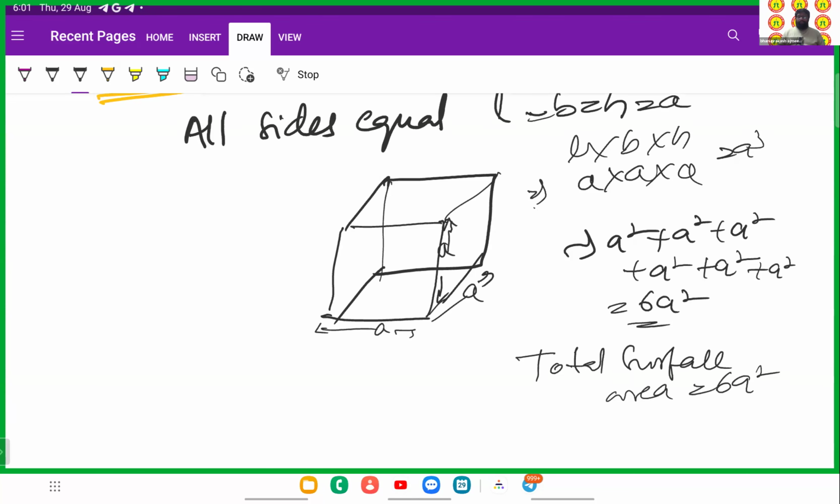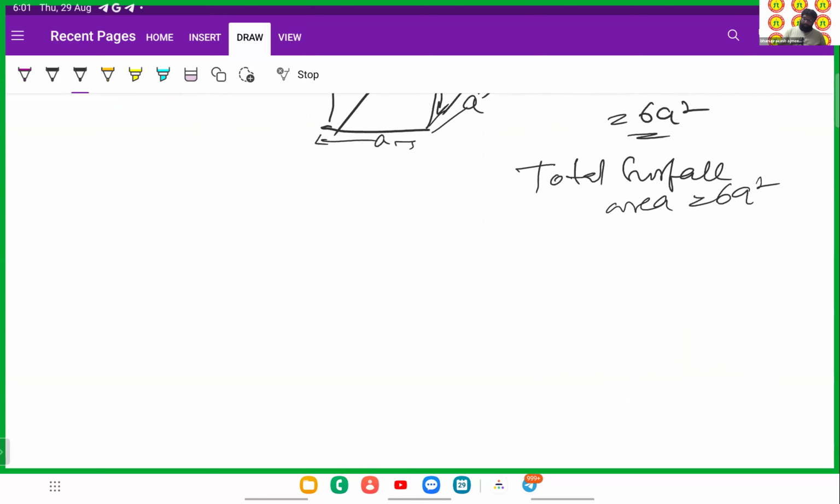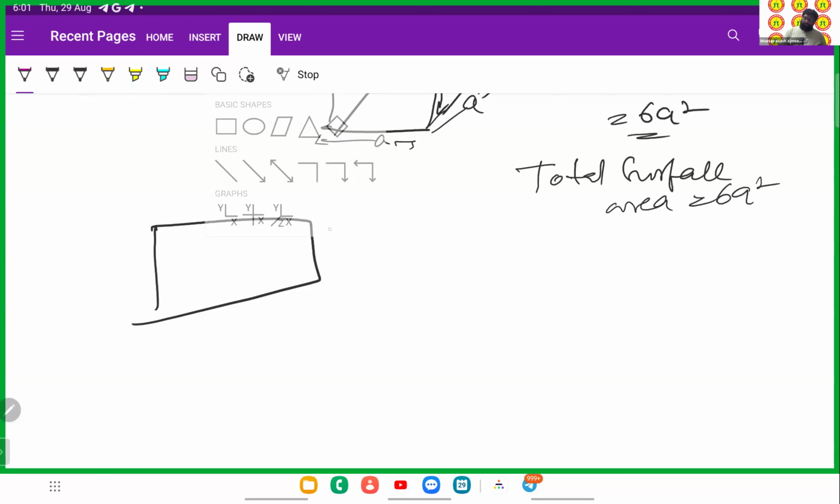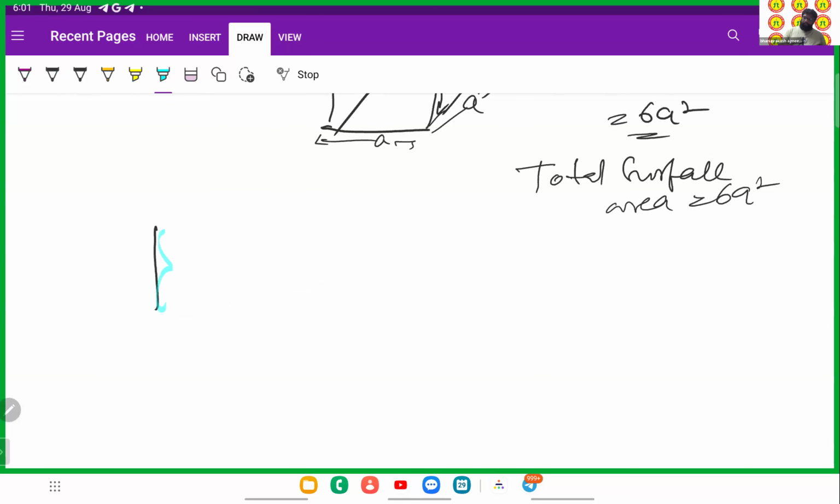Next, cuboid. What is a cuboid? If length, breadth and height are not equal, then that is a cuboid, simple. Your room is a cuboid. So write down a definition for cuboid.